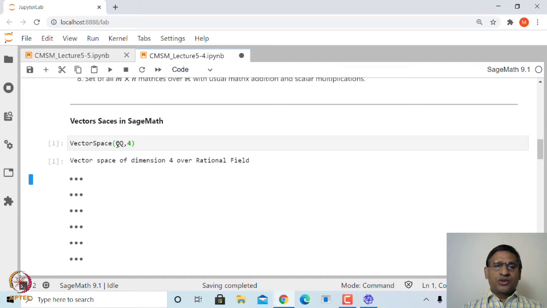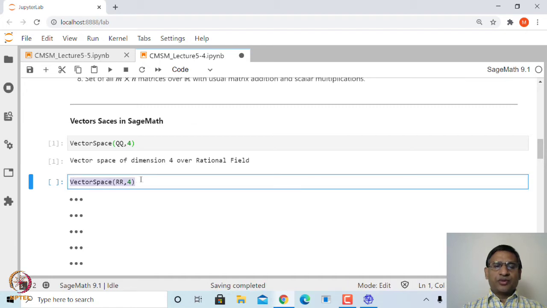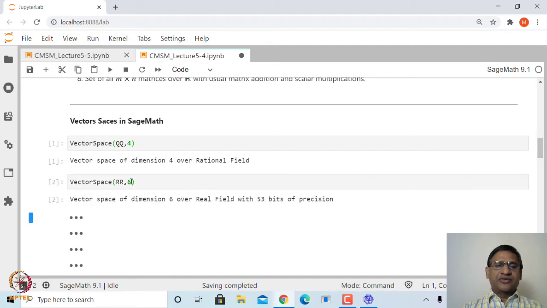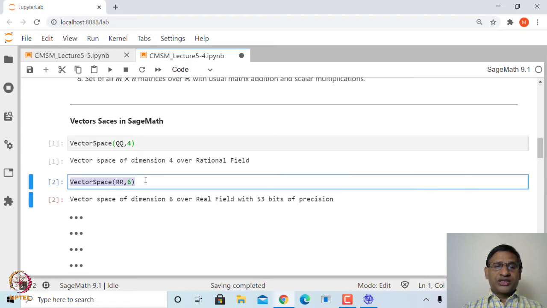Similarly, instead of QQ, if you mention RR, that will become R to the power 4. Instead of 4, I can mention anything. Let us say if I mention 6, this is a vector space of dimension 6 over the real field. Of course, we will come to formally defining what the dimension of a vector space is, but when you ask what this object created in Sage is, it tells you it is a vector space over the real field with 53-bit precision, and its dimension is 6.